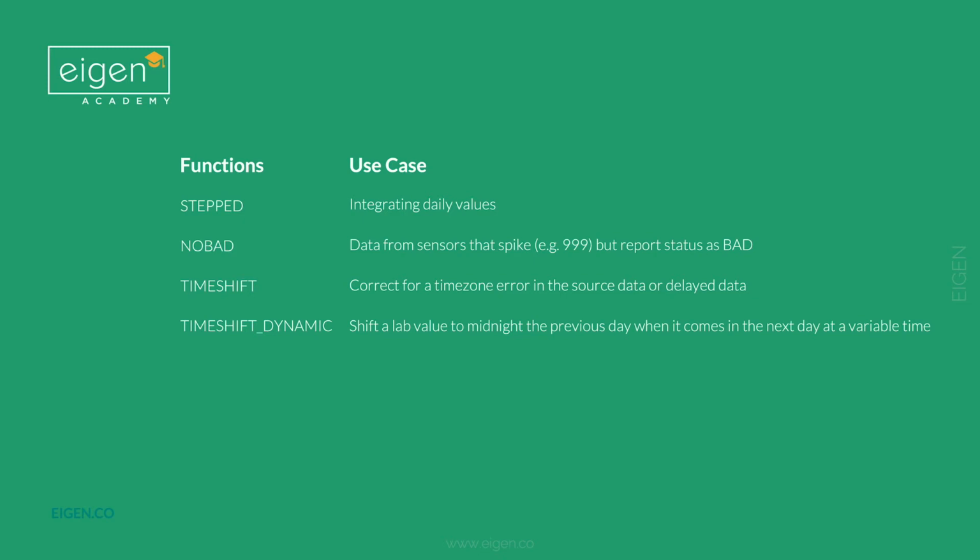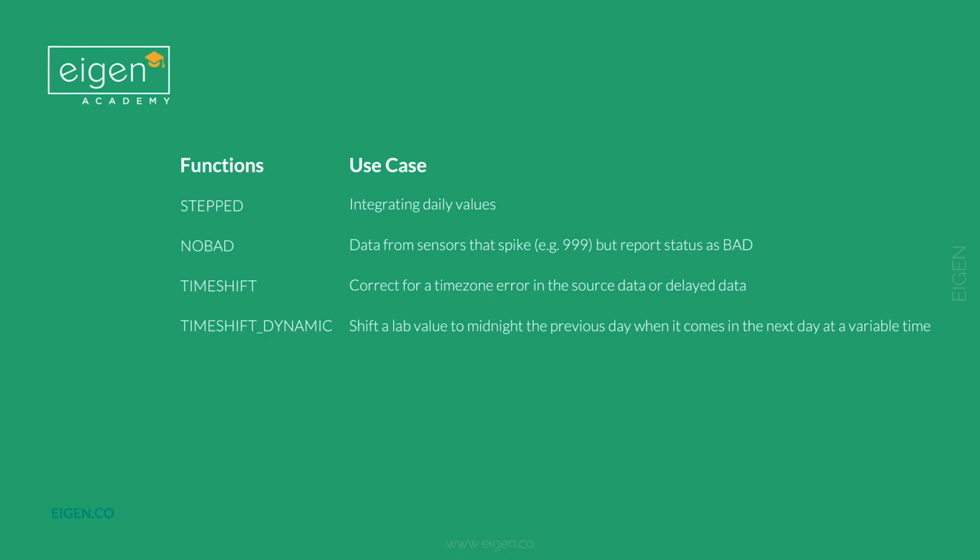And then time shift allows you to, say, correct for something like a time zone error in the source data. If it was set to GMT or it was recorded in Zulu time, but you know that you need to look at it in European time. And then time shift dynamic allows for things like shifting a lab value to exactly midnight when it has been entered at some variable point in time the next morning.